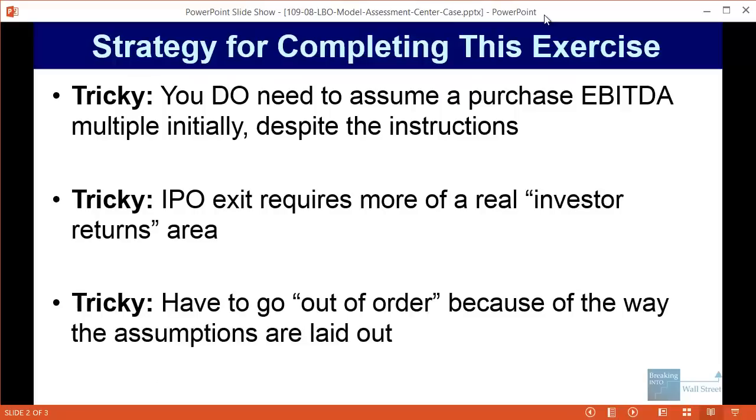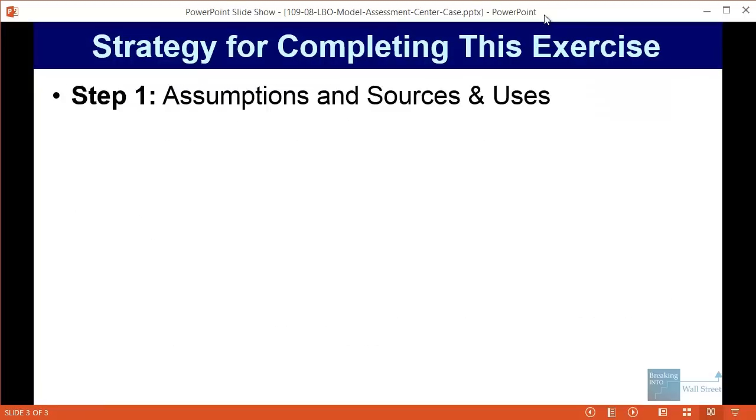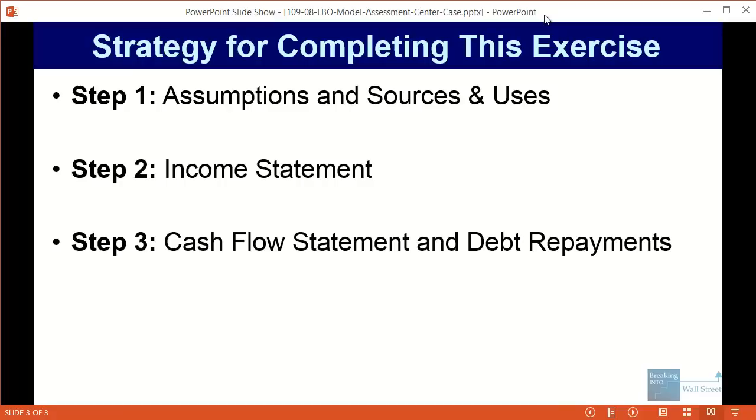And then finally, we have to go a little bit out of order because of the way the assumptions are given to us, and we're going to end up using goal seek quite a bit in this to figure out the appropriate purchase price and some of the other assumptions. So the recommended order for completing this is: number 1, lay out the assumptions and sources and uses schedule. Number 2, fill in the income statement. Number 3, do the cash flow statement and debt repayments.